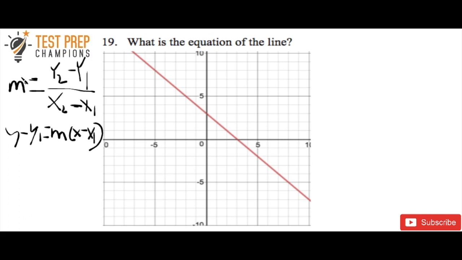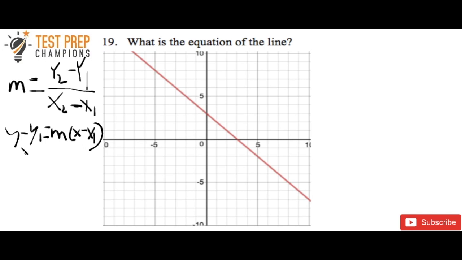You have your slope, which is m equals y2 minus y1 over x2 minus x1, and also the point slope formula to help you find the equation of the line. All right, so go ahead now and pause the video, and you know the drill. Okay, so let's go over how to do this question.